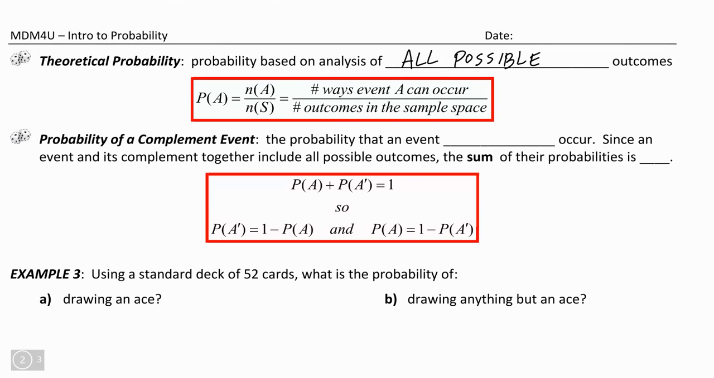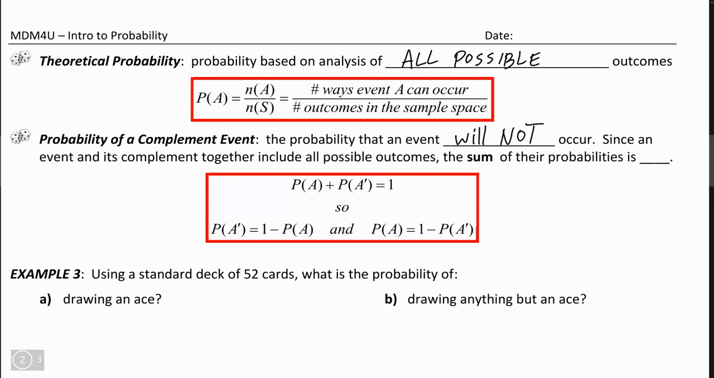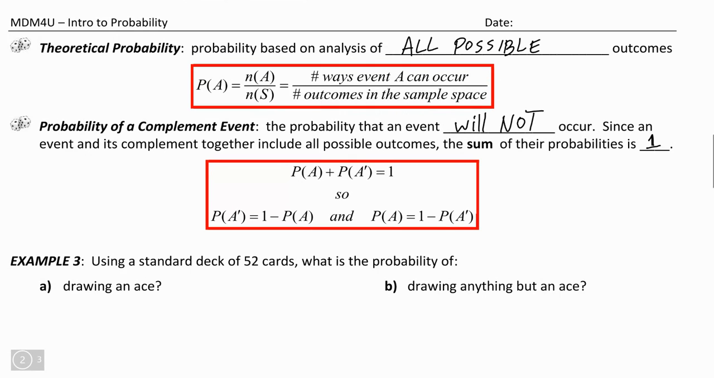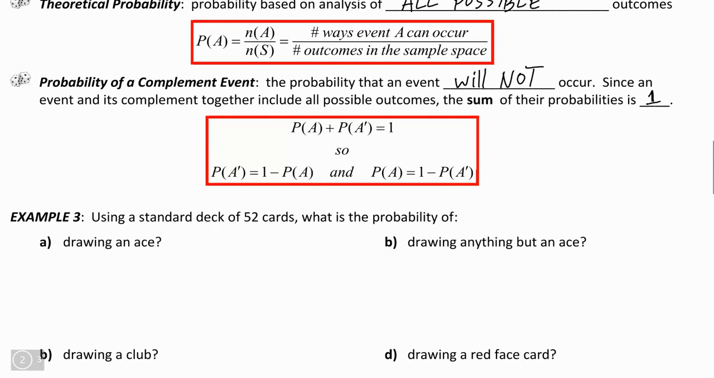Okay, probability of a complement event. So the probability that an event will not occur. That's what we mean by complementary. Since an event and its complement together include all possible outcomes, the sum of their probabilities is 1. So the sum of the probabilities of all the outcomes in your sample space, or in your set, is going to add up to 1.